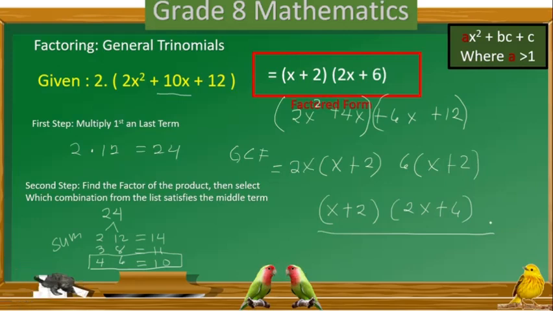Okay, so to check, the same as usual, we're going to multiply the factors using the FOIL method. Okay, let's try.